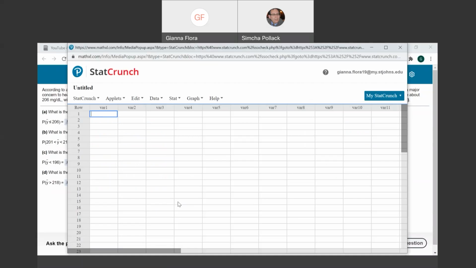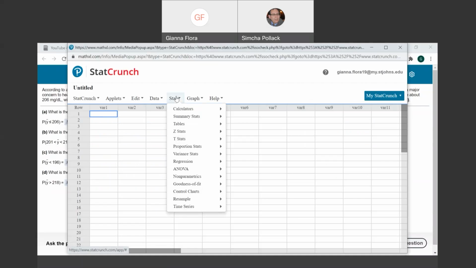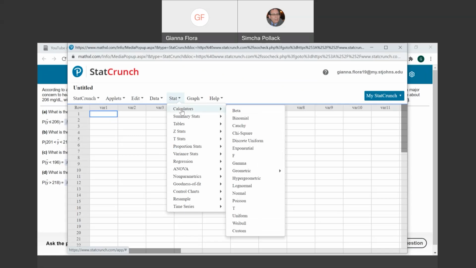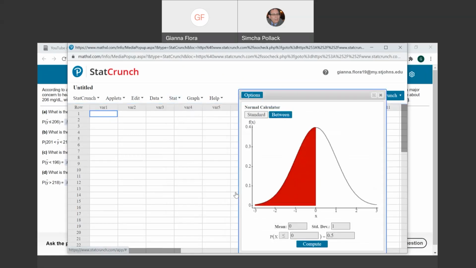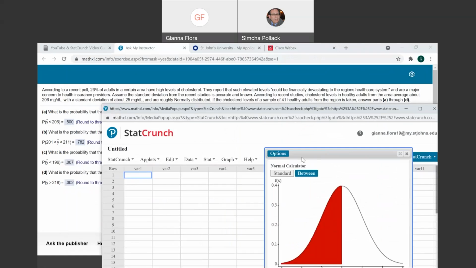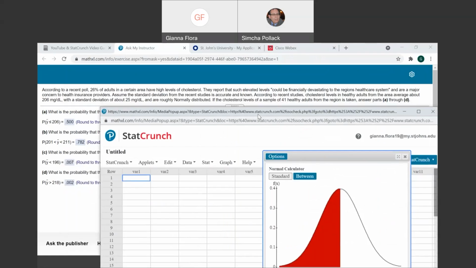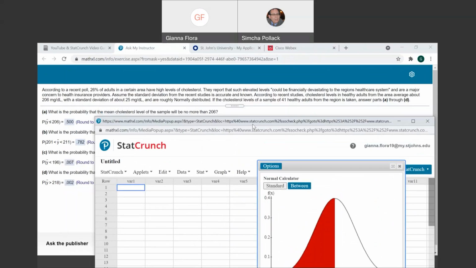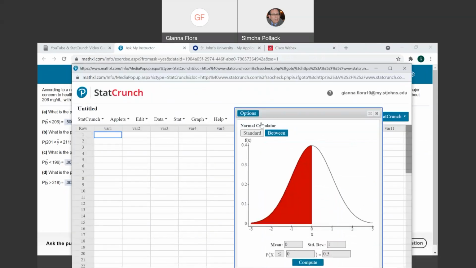So then you want to go to Stat, and Calculators, the first row, the first thing, and then you want to go down to Normal. This is how you did it in chapter 7. Now you type in the numbers that you have. The only trick is you've got to know what the mean is, and I don't remember the example. If you move it over, you might be able to see the example itself. It says, what's the probability it's less than 206? So first of all, go back up and type in less than 206.